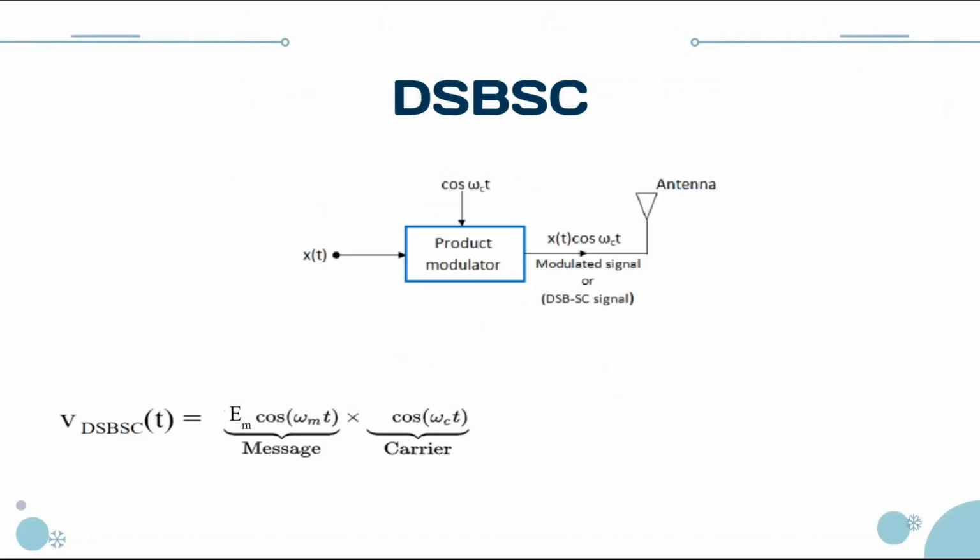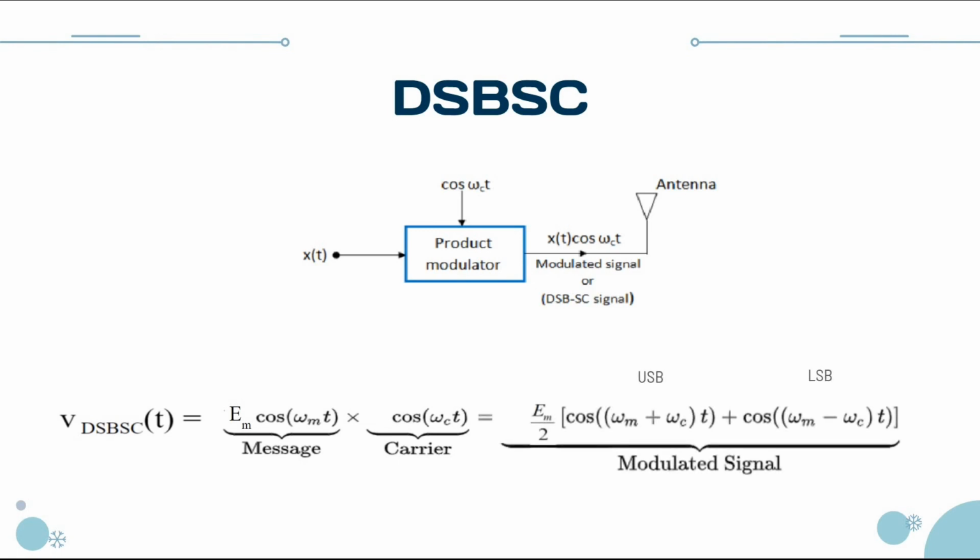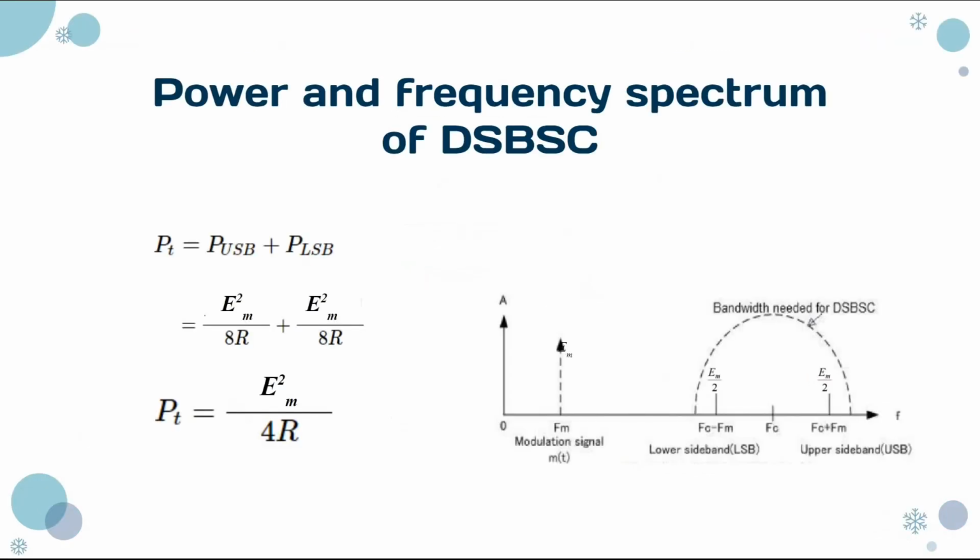So DSBSC is generated by a mixer which multiplies the message signal with the carrier signal to obtain the modulated signal, and the modulated signal has only half of the amplitude of the message signal.